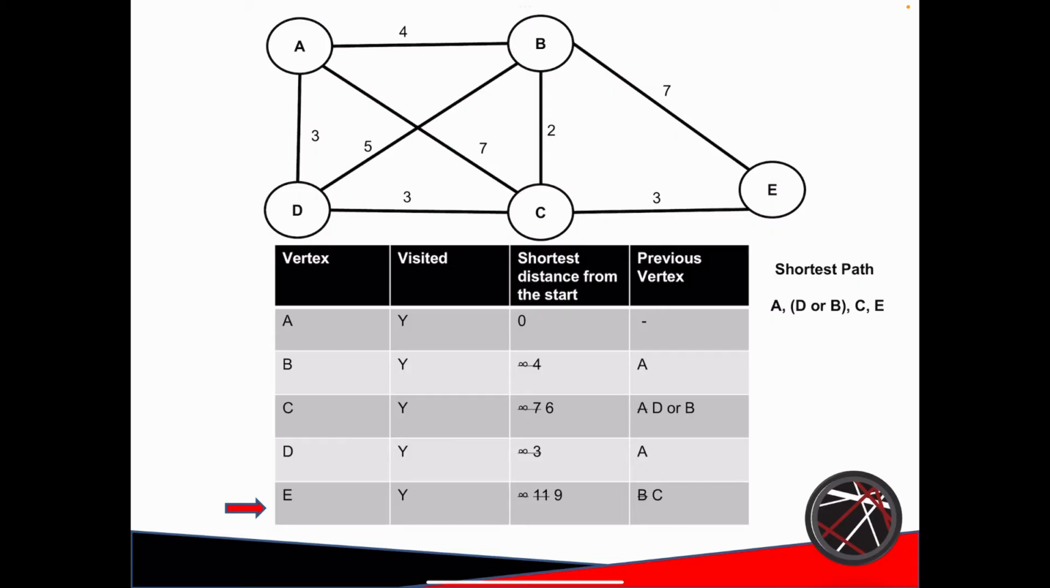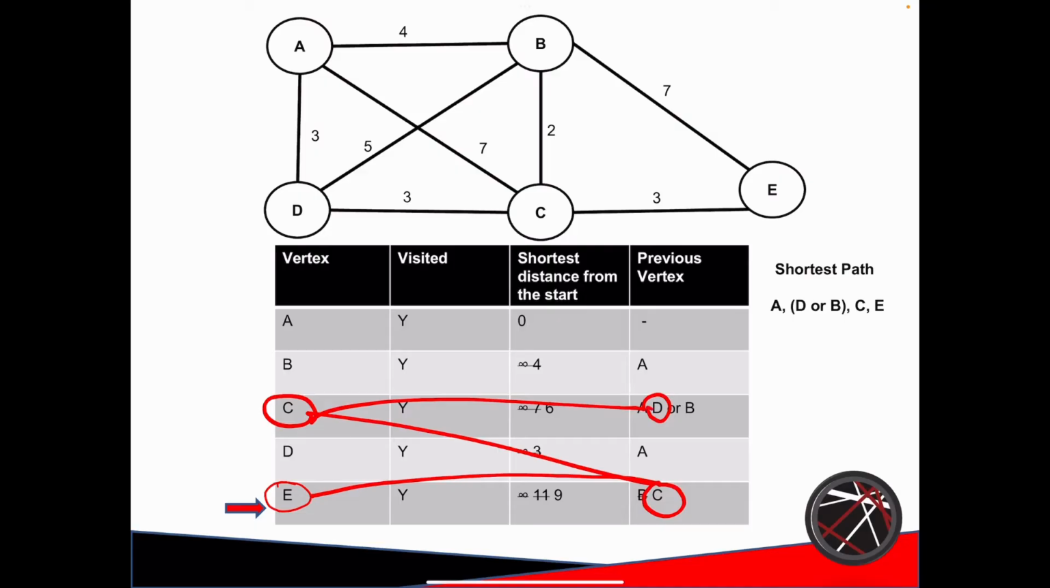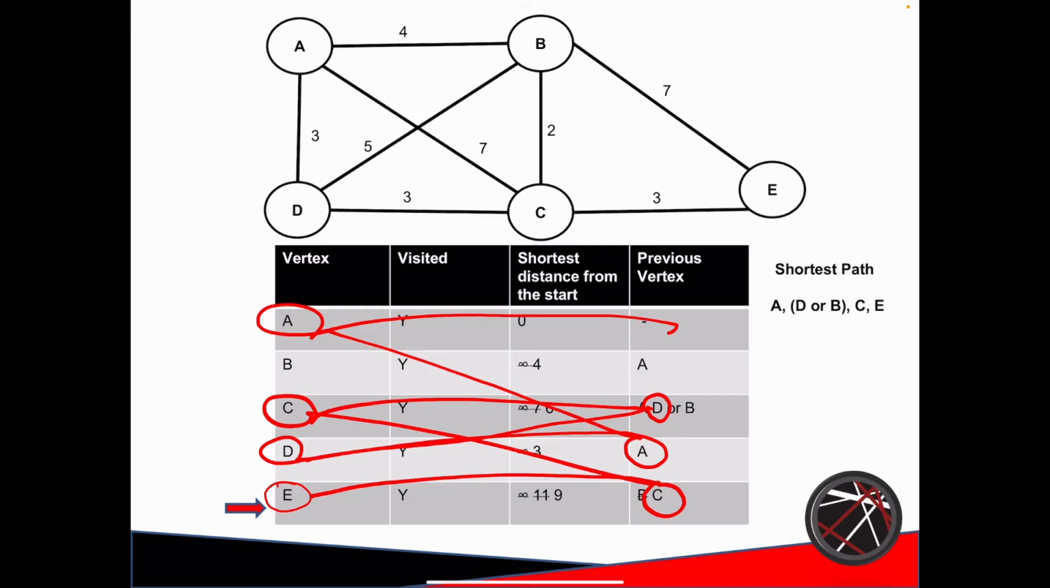So in other words, we're trying to get the shortest from A to E. So if I go to E here, E came from C. C came from either D or B. I'm just going to pick D just for sake of argument. Therefore, go to D. D came from A, and therefore A doesn't have anywhere else to go to, and therefore is the end. So in other words, the shortest way is to go from A to D to C to E, or A to B to C to E as it's written there.